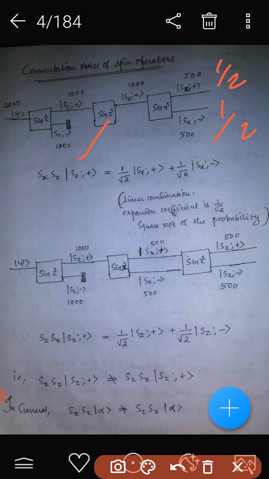Therefore, the expansion coefficient is, we know that probability is the expansion coefficient squared. So this is the probability, and the expansion coefficient we can get by taking the square root of this 1 by 2, that is 1 by root 2. So that is the expansion coefficient. So 1 by root 2 Sx plus plus 1 by root 2 Sx minus.